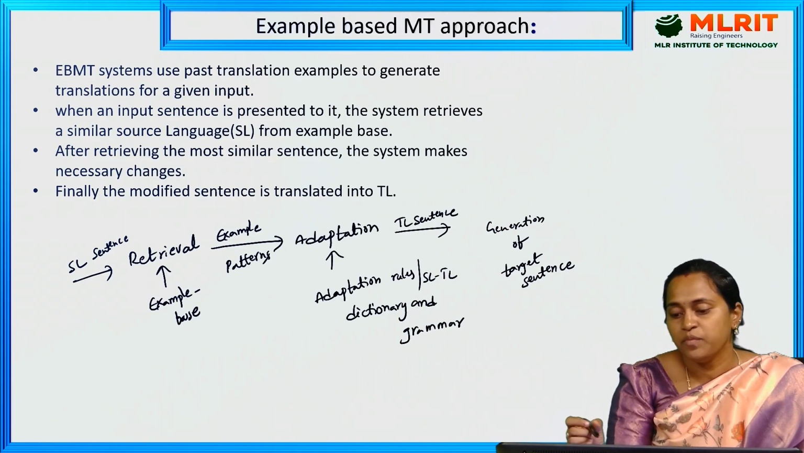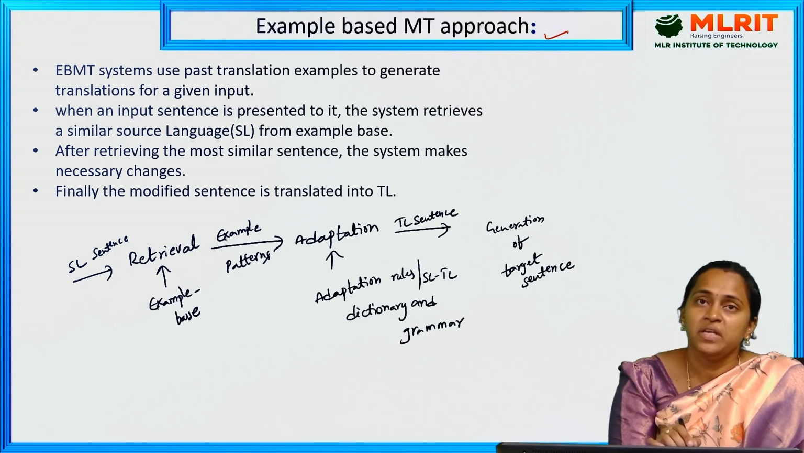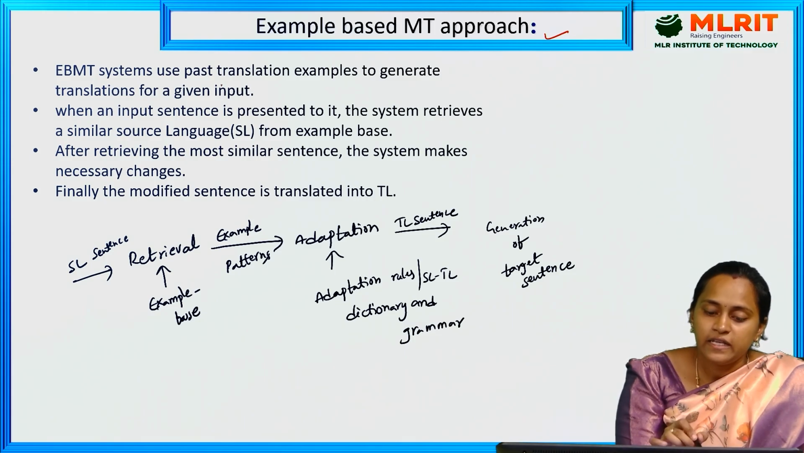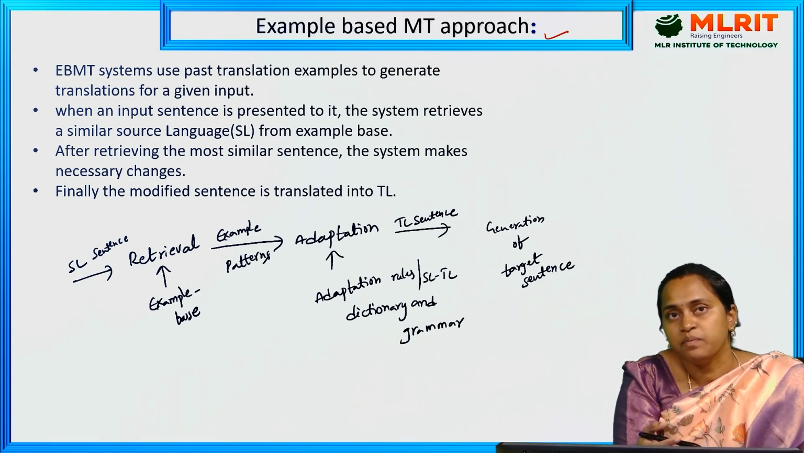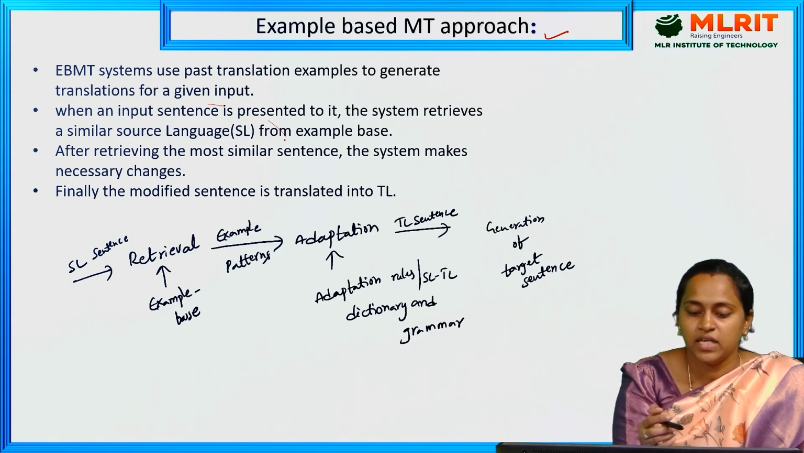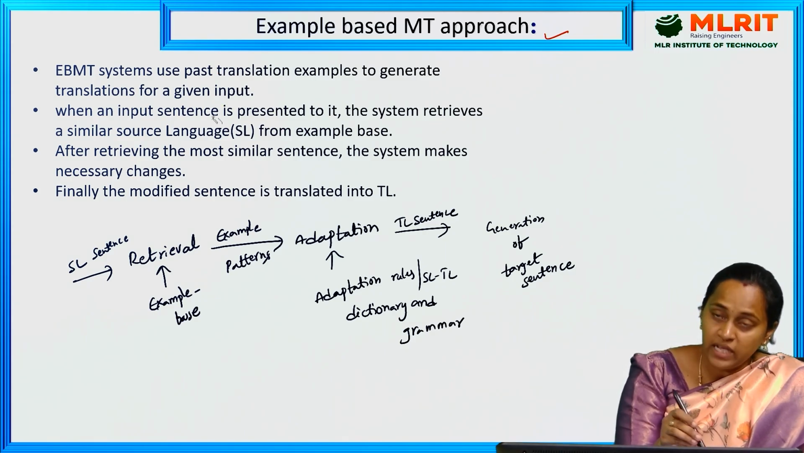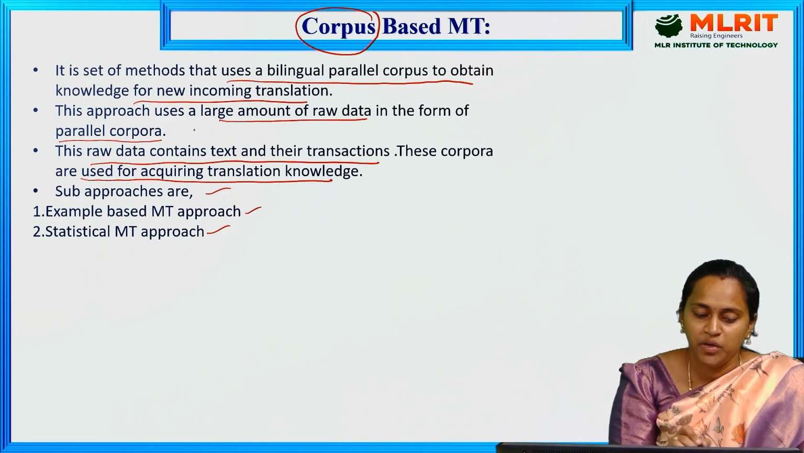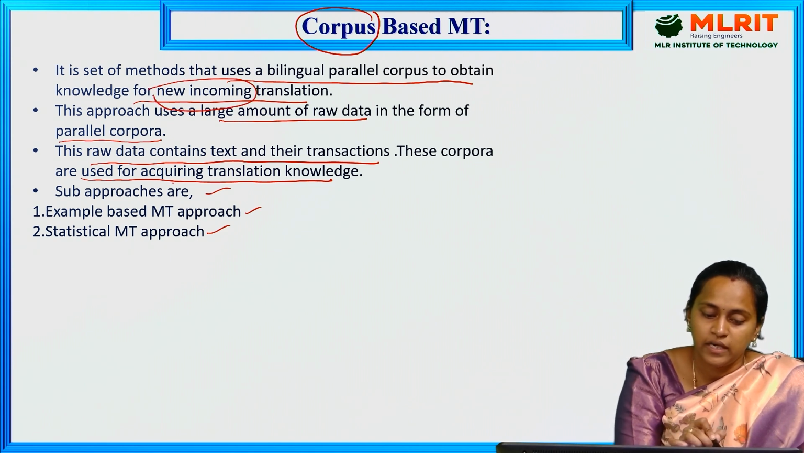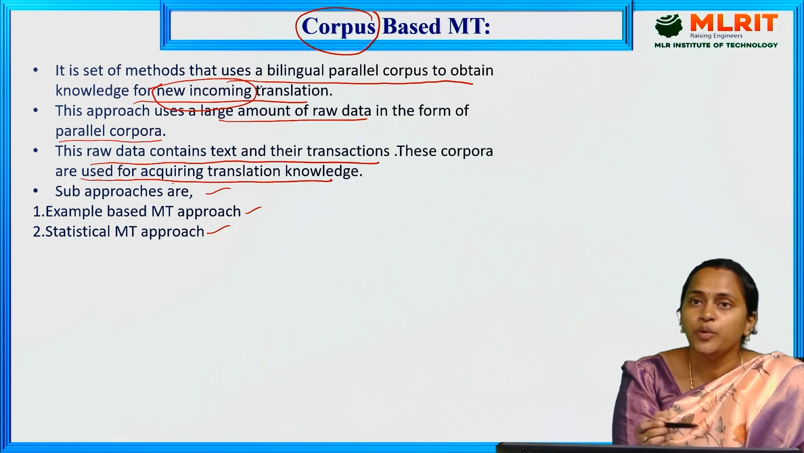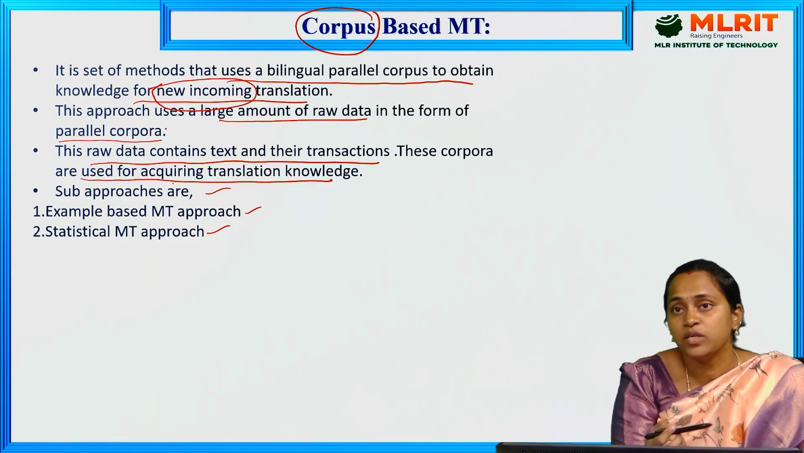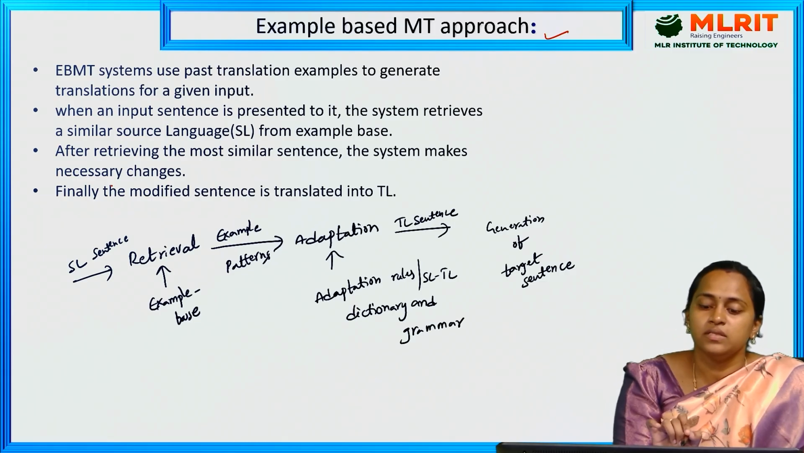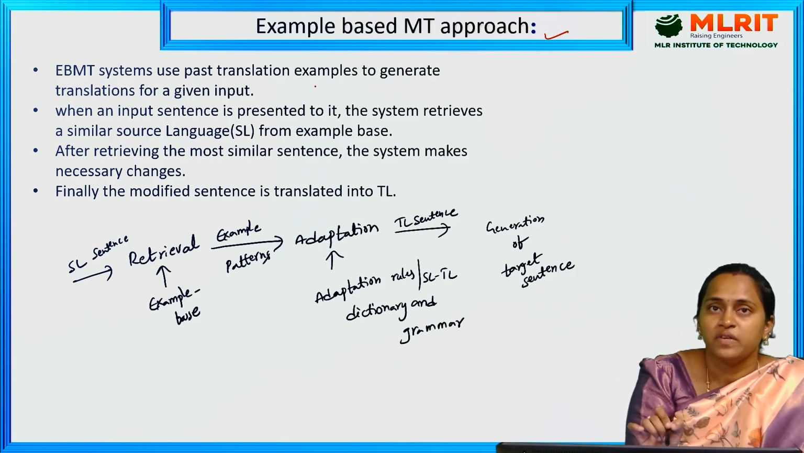Coming to the first one, the example-based machine translation approach. What is the meaning of example-based machine translation? Example-based is one kind of database. It contains previous translation examples. That means we already generated some examples before. It takes input from those examples and generates new sentences, new incoming translations. It takes the previous data and generates the new incoming translation. That means new sentences depend on the previous sentences. This is the meaning of corpus-based, and the first one is example-based.